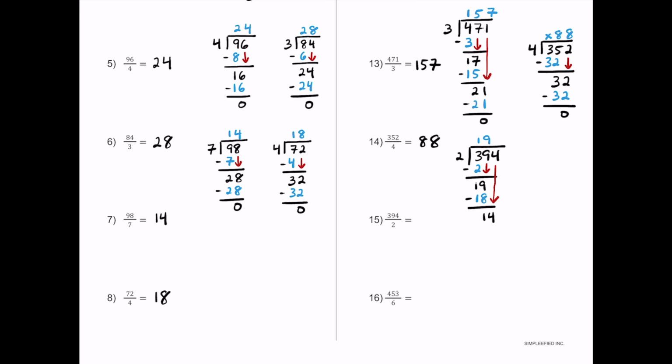So this is now 14. So 2 times 7 equals 14. And we have a remainder of 0. So we have a quotient of 197.